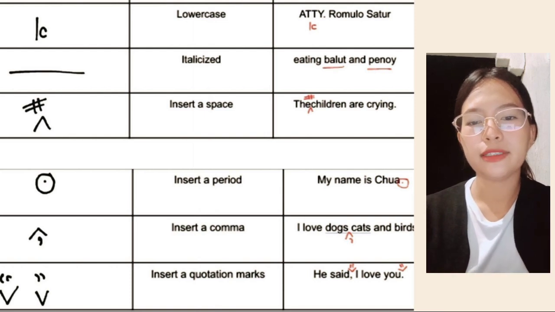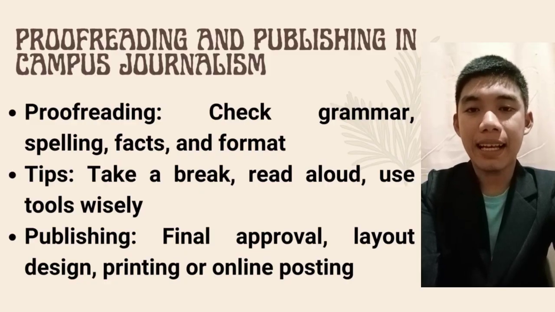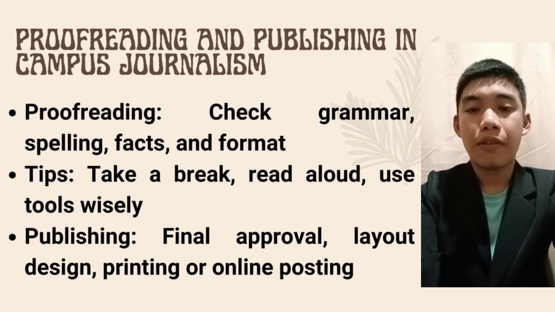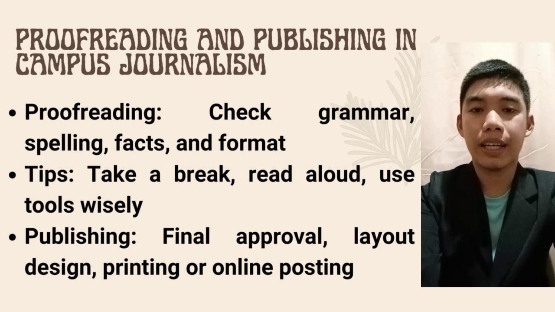Thank you, everyone. So hello, good day everyone. I am Mr. Indina, and today let's start by talking about the two very important processes in campus journalism, proofreading and publishing. First, we'll be talking about proofreading. So what is proofreading? Proofreading is the careful checking of a written article before it gets published. It focuses on spotting and fixing errors in grammar, spelling, punctuation, facts, and formatting.